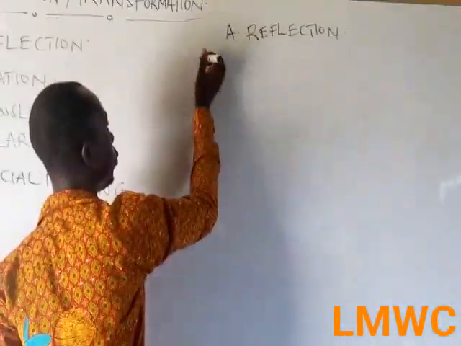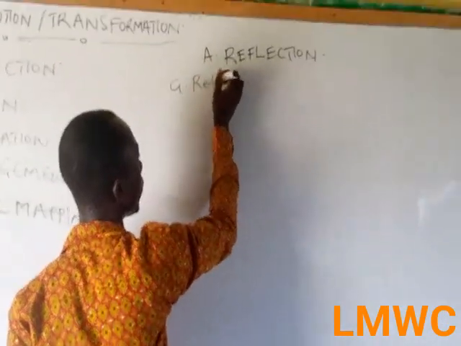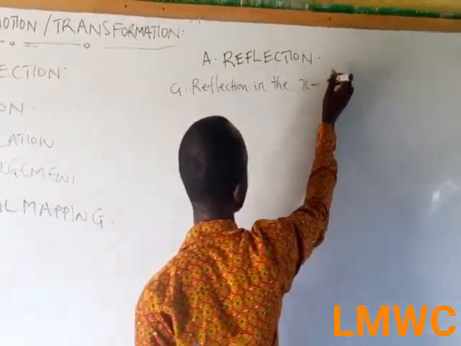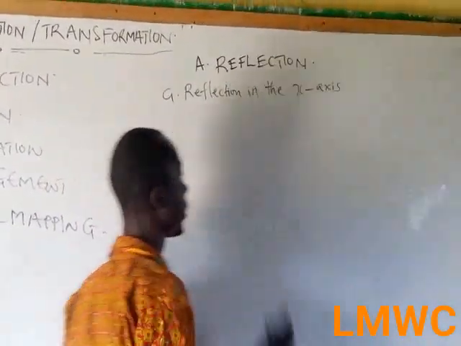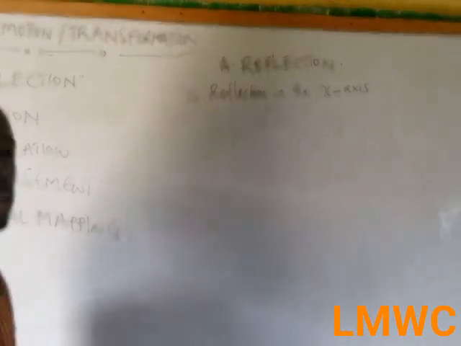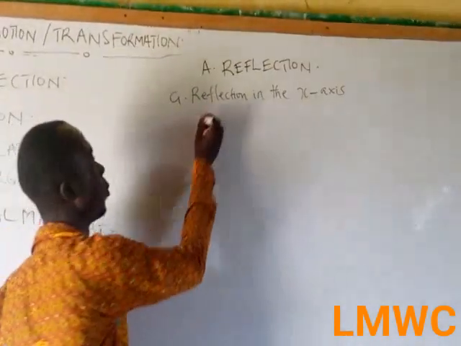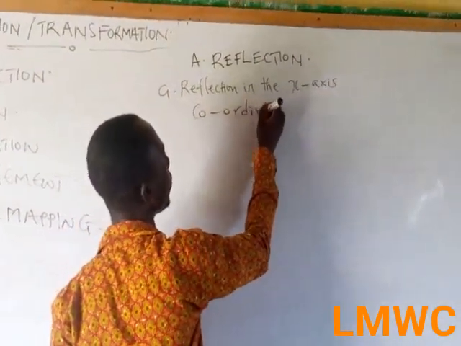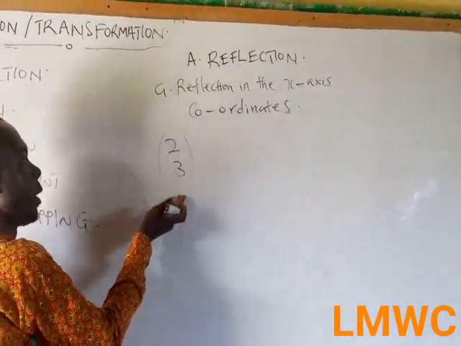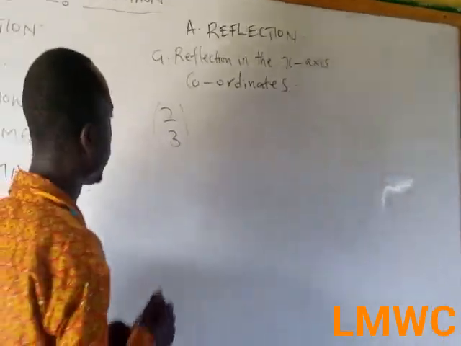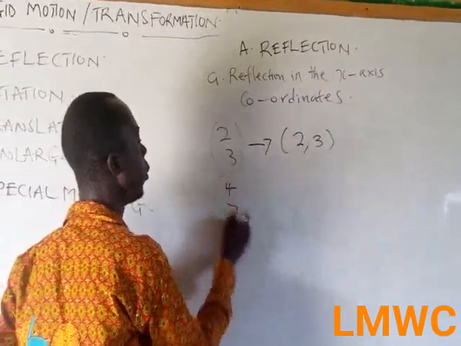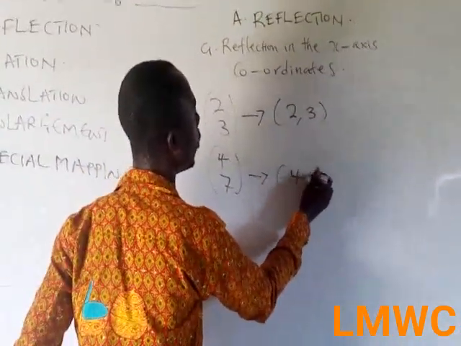Under reflection, you should know this. Reflection in the x-axis: y is negative. And always for transformation, we leave our answer in coordinates. Take note. If you are given (2, 3), this is the vector form. In coordinates, it is (4, 7).